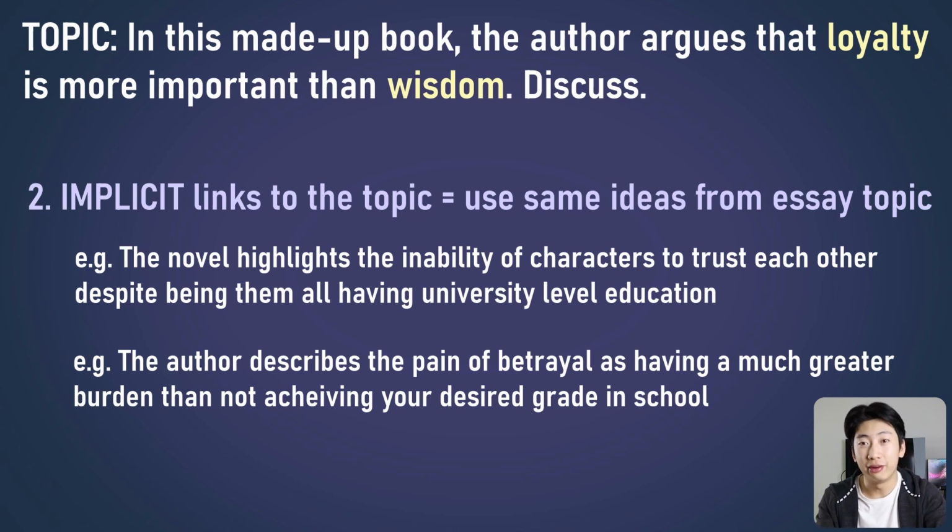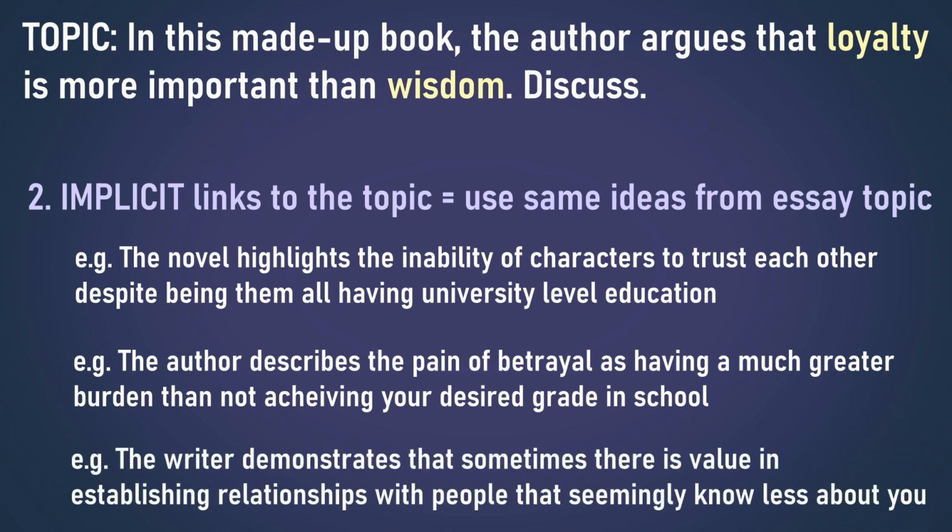And then just to give you one final example, the writer demonstrates that sometimes there is value in establishing relationships with people that seemingly know less than you. So again, this is talking about the value of having a loyal relationship with people even if they might have less wisdom or knowledge than you. And so all these examples here that you see are implicitly saying that loyalty is more important than wisdom. And this is done without us actually having to use the words loyal and wisdom.